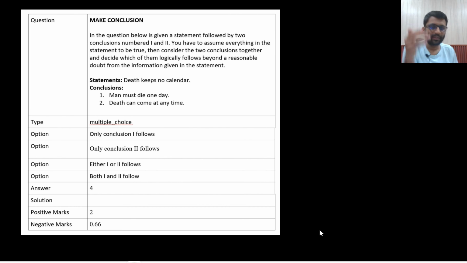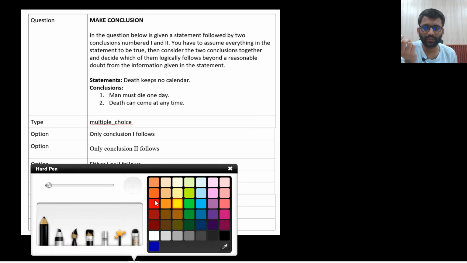So the statement is given, and you need to make the conclusion. Which conclusion can you make from the given statement? Death keeps no calendar. That means it can come anytime and everyone has to die. So man must die one day and death can come at any time. So both conclusion 1 and 2 follow.